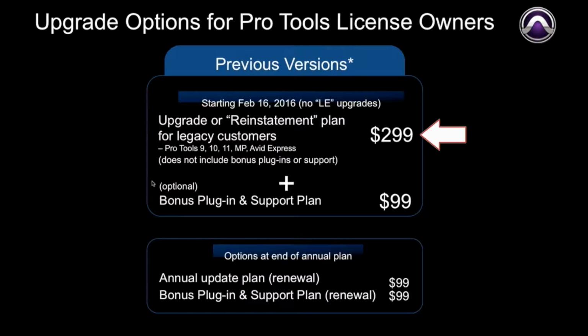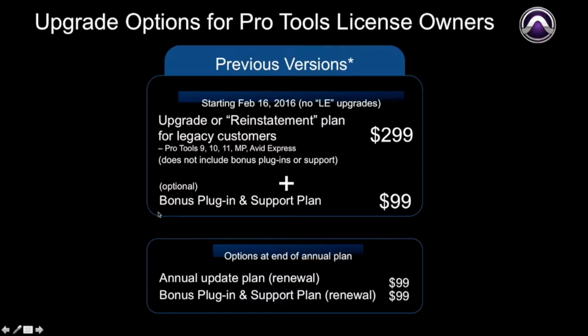This is a perpetual version. When you upgrade or you reinstate, you do get the full version. So it's like buying the $599 SKU, but we're giving you a break on the price because you owned a previous version of Pro Tools. Now, the difference is it does not include bonus plugins or support. So that's why I have the plus here. If you wanted to add on the bonus plugin and support plan, that's just $99.